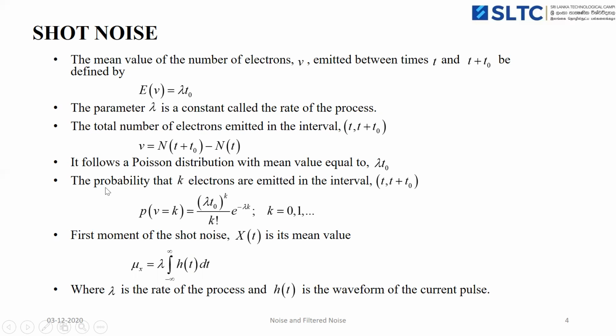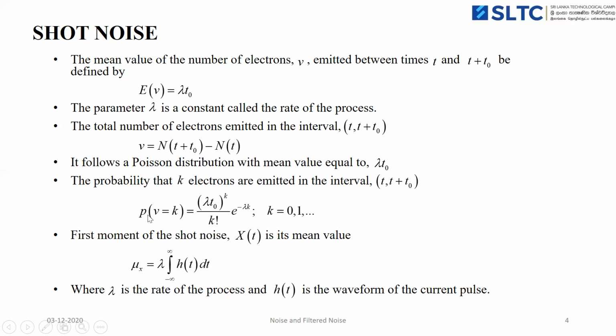So we can write the mathematical expression for the emission of electrons in the time interval t, t plus t naught. That is, we can find the probability of k electrons being emitted in the interval t to t plus t naught by using the Poisson distribution. It is represented by probability of V equals k equals (lambda t naught) power k divided by k factorial, times e power minus lambda t naught, where k varies from 0, 1 up to infinity. So k is the number of electrons emitted in a particular time interval.